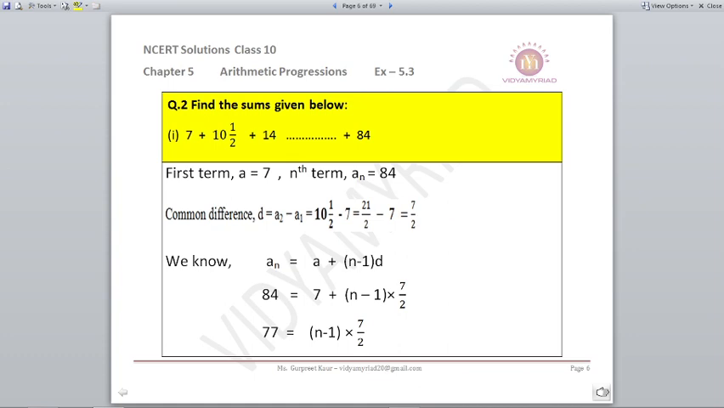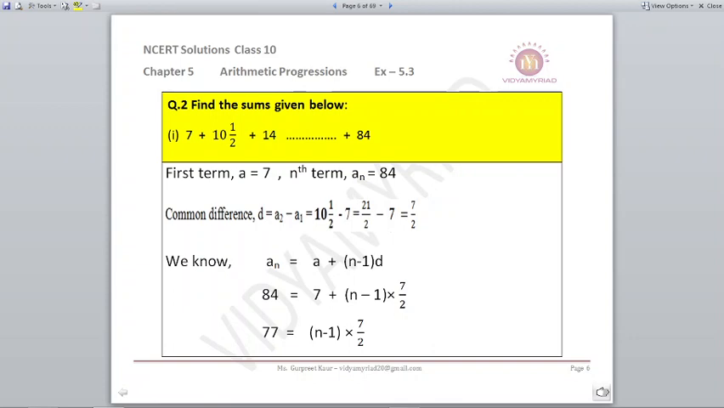Question number 2. Find the sums given below. 7 plus 10 and a half plus 14, so on, plus 84. Now here we are not given how many terms there are. We should know n here, but we don't know n. We know the last term, that is an, which is equal to 84, and we know a, which is given as 7. d we can easily find out. 10 and a half minus 7 comes out to be 7 upon 2.